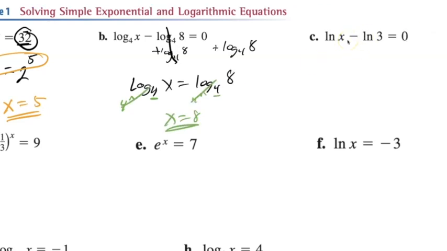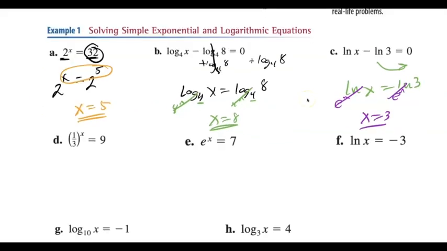Same thing over here. If you just move this over, we get natural log of x equals natural log of 3, x equals 3. Technically, you're supposed to take e to both sides, and that would cancel out these natural logs, and x equals 3, but like that.